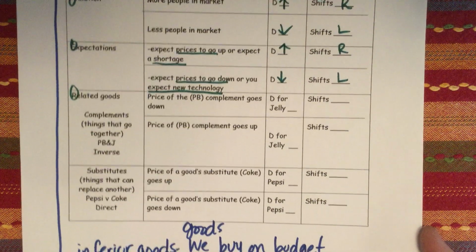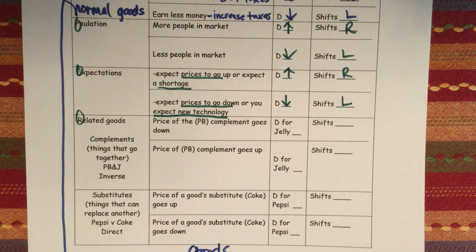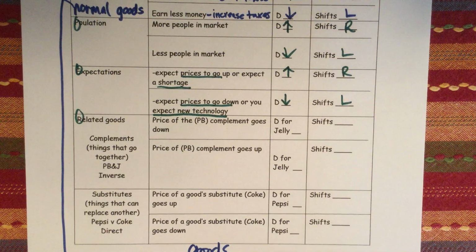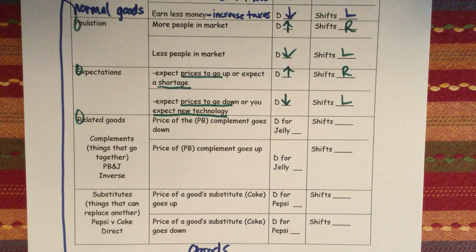Okay, last two things are related goods. There are two types of related goods. There are complements, things that go together, like peanut butter and jelly, hamburgers and hamburger buns, hot dogs and hot dog buns, coffee and creamer. The list can go on and on. Coffee and donuts, things like that, those are complements, things that go together. If you buy one thing, you're more than likely going to buy the other.